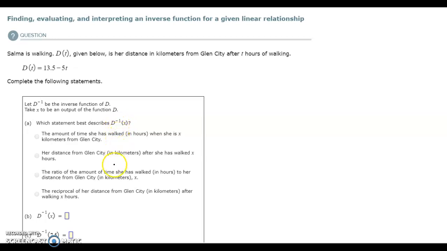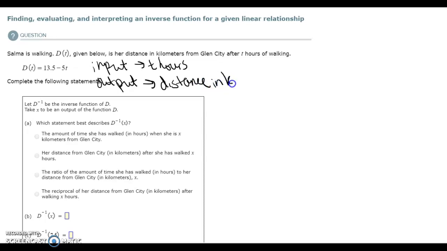So let's take a second just to think about this. It asks us what it represents. In my d function, let's think what my input is and what my output is. After walking t hours, I'm inputting t, so this is going to be time in hours. My output, d of t, is her distance in kilometers. So this was for d of t.